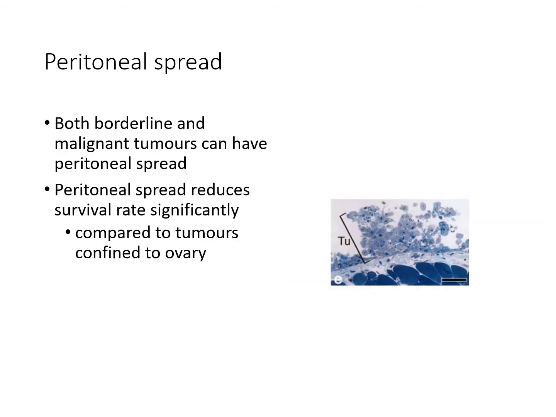Both borderline and malignant tumors can have peritoneal spread, where the tumor cells are shed into the peritoneal cavity, just like in this case. The peritoneal spread reduces the survival rate significantly compared to tumors that are confined to the ovary.